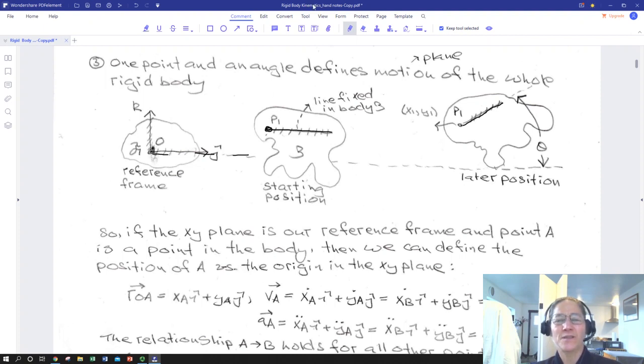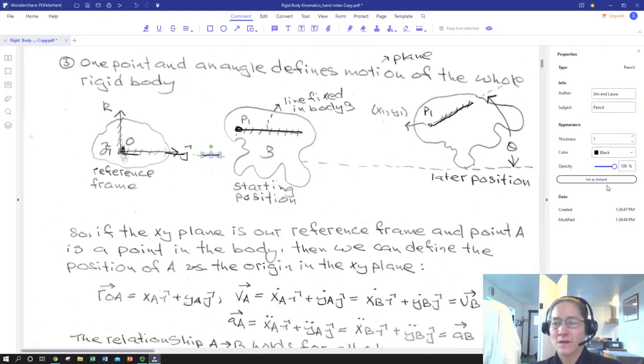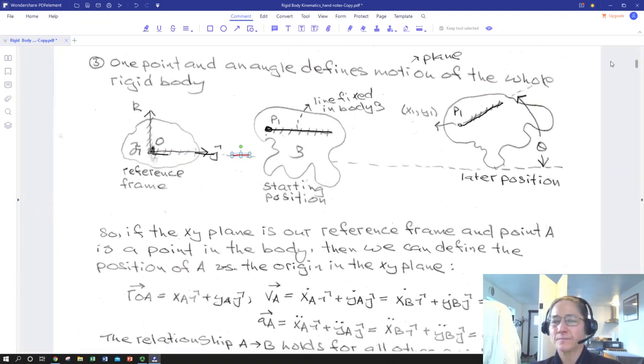And I'm going to switch my colors here to make it a little more visible. A quick second here. Turn it into a dusky red, set it as default. Okay. So now I should be able to scribble in red.